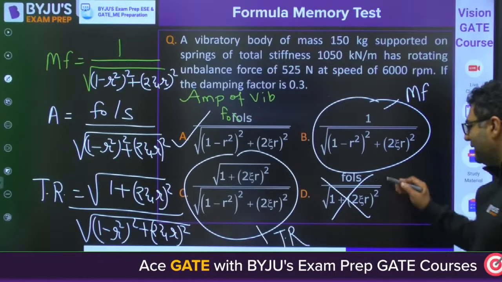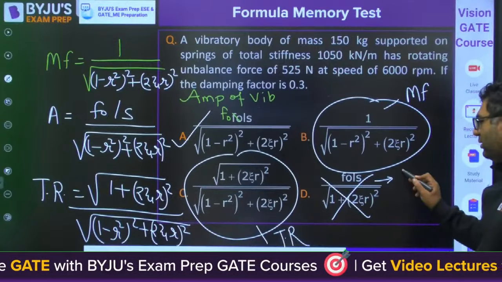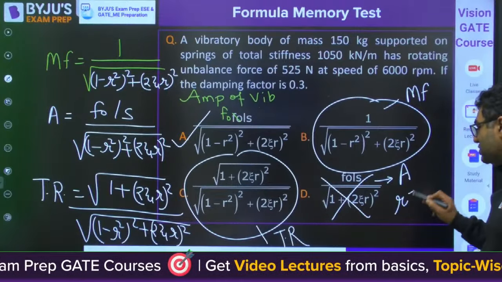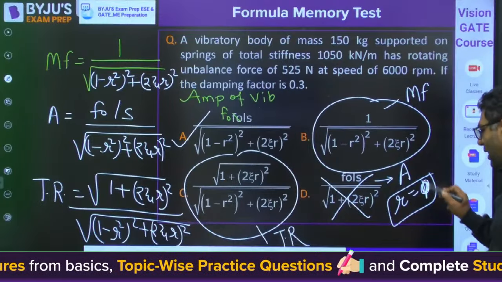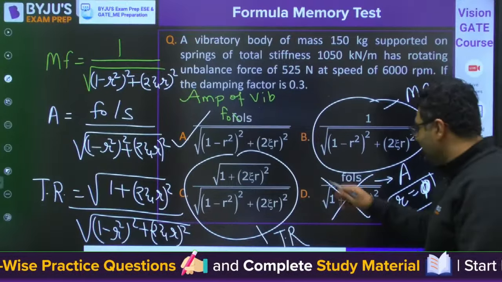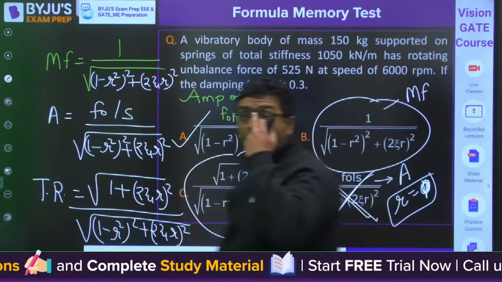You can say this is the formula for amplitude for a special condition, when r is 1 or r is 0. So that is why it is not a useful formula, because we are talking generally.